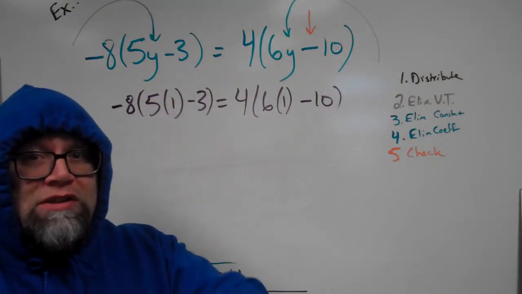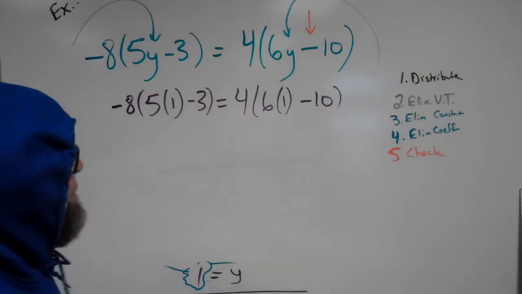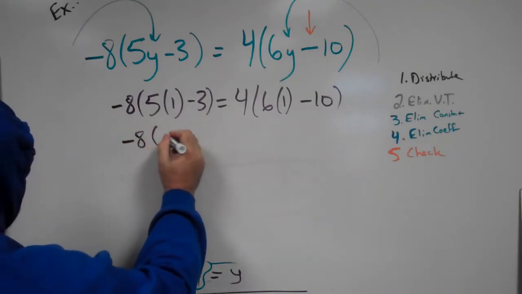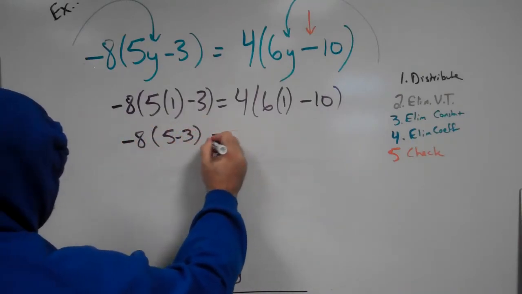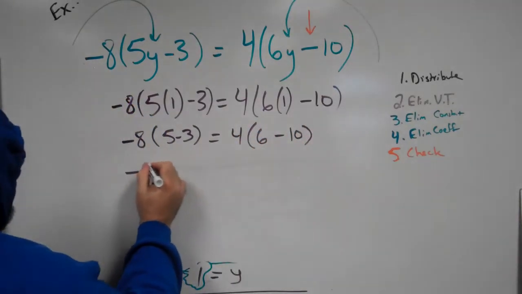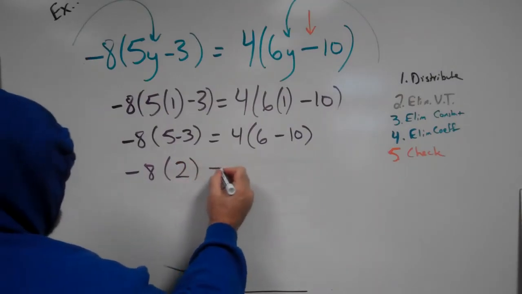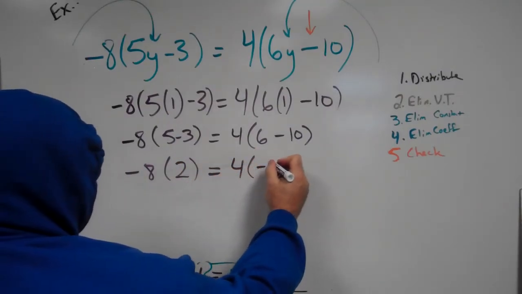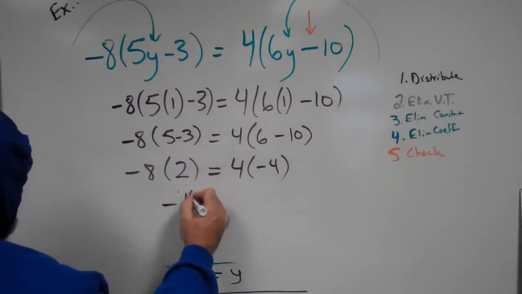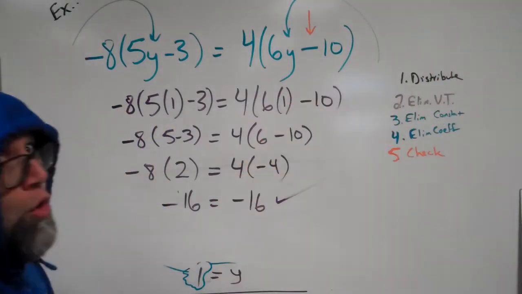So as you do these, start on the left and write it out. And then go down a line and write it out. So first thing, I'm going to multiply inside here. Negative 8 times (5 minus 3) equals 4 times (6 minus 10). Negative 8 times 2 equals 4 times negative 4. You can see it now, right? Negative 8 times positive 2 is negative 16. 4 times negative 4 is negative 16. We got it.